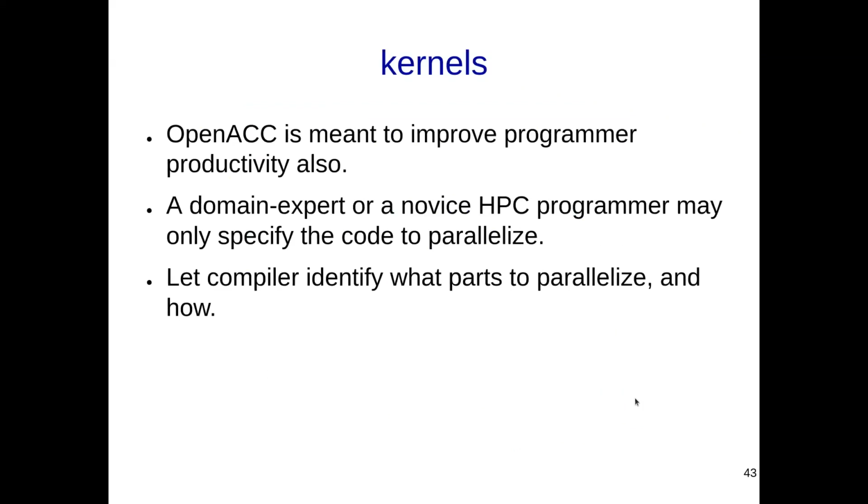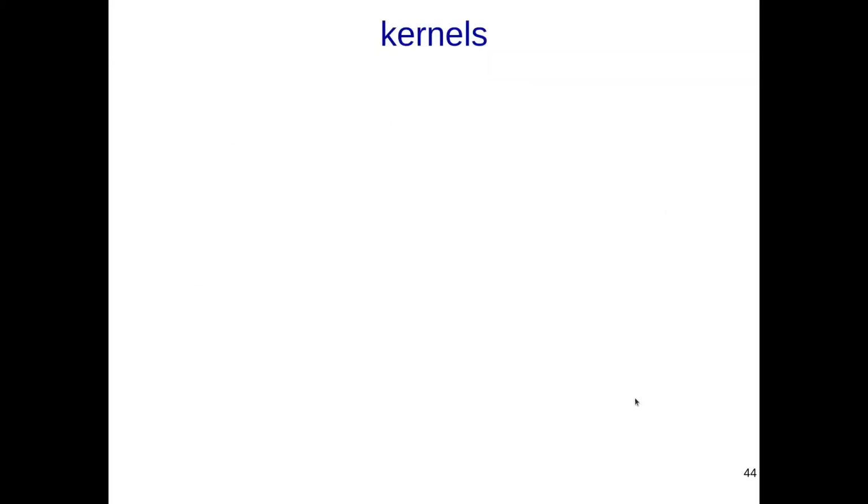Let me step back. In the case of OpenMP and OpenACC, with these pragmas we specify what part of the code should be parallelized. We usually don't specify how it should be parallelized. In contrast, when you are dealing with CUDA or OpenCL kind of languages or pthreads, we also specify how it should be parallelized. The kernels construct goes a step further, where I don't specify what should be parallelized either. Let the compiler figure out what should be parallelized and how it should be parallelized and so on. So let's delve directly into it.